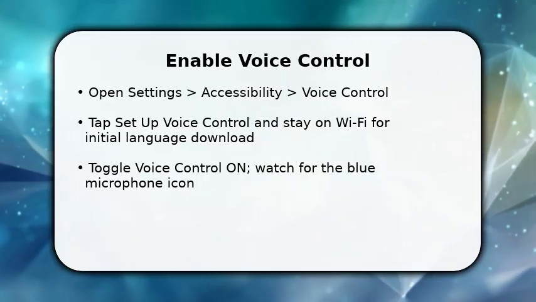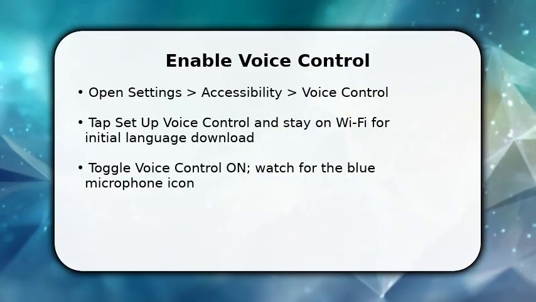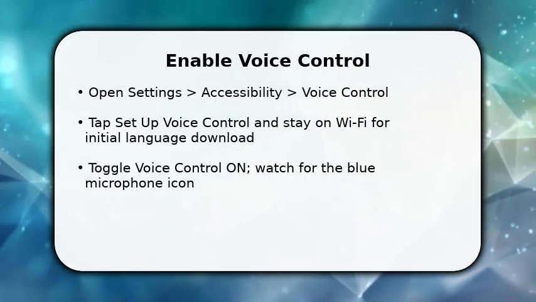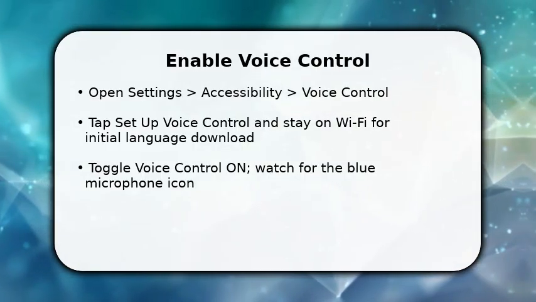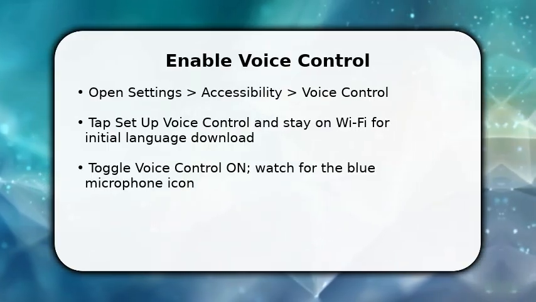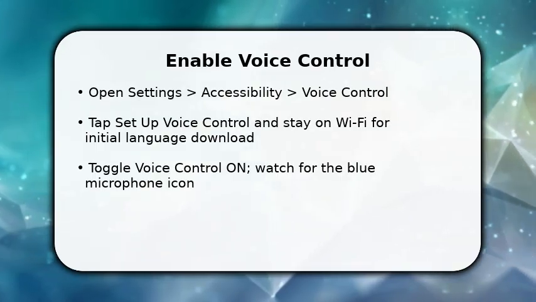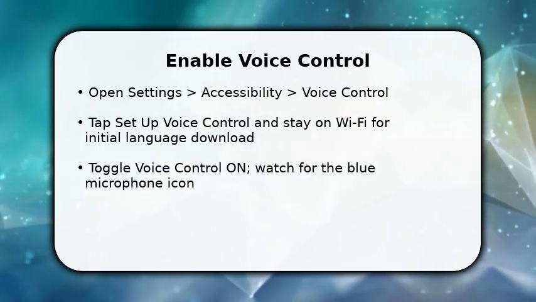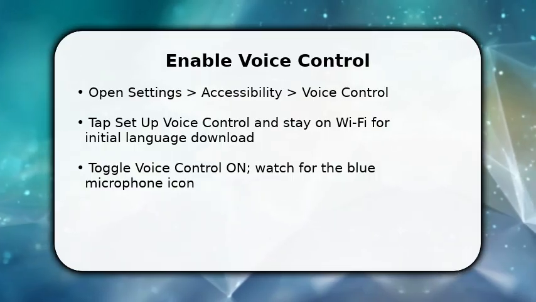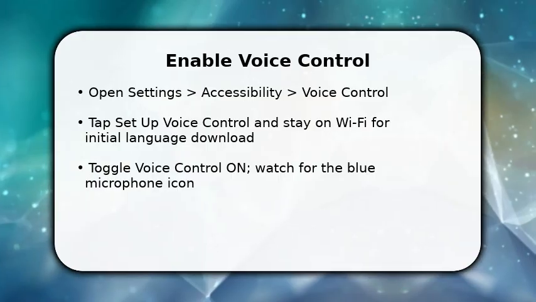You'll start by enabling voice control so the phone can listen and act. First, go to Settings, then Accessibility, and choose Voice Control. Tap Set up Voice Control and stay on Wi-Fi while iOS downloads language files. Once the download finishes, toggle Voice Control on and confirm the blue microphone appears in the status bar.